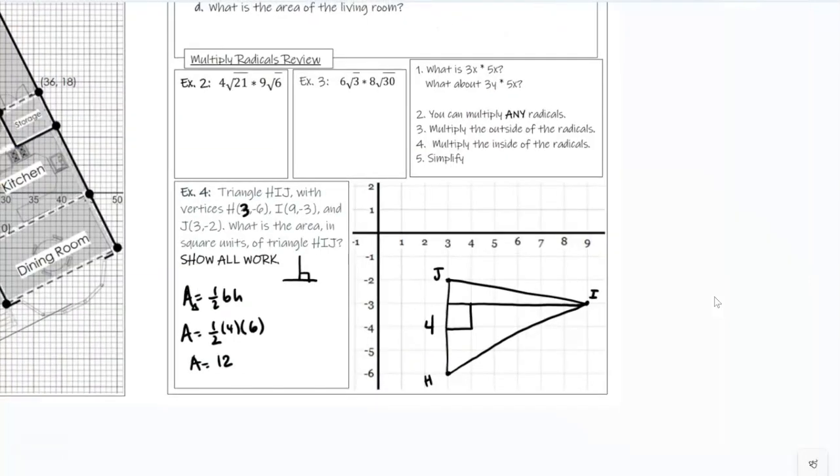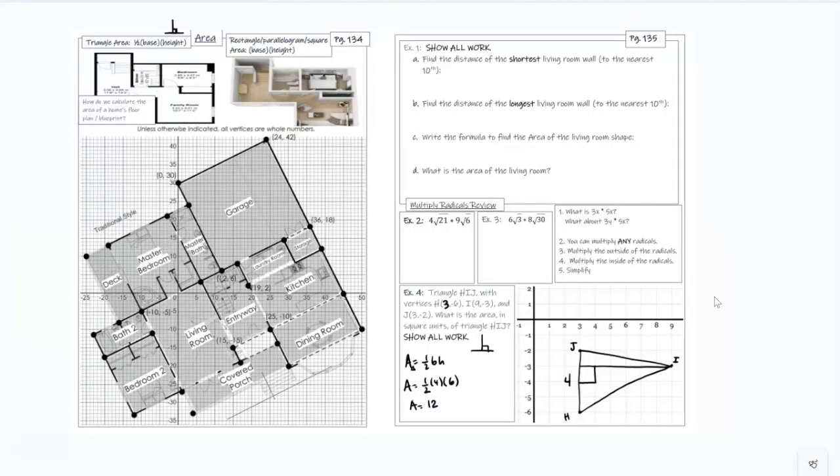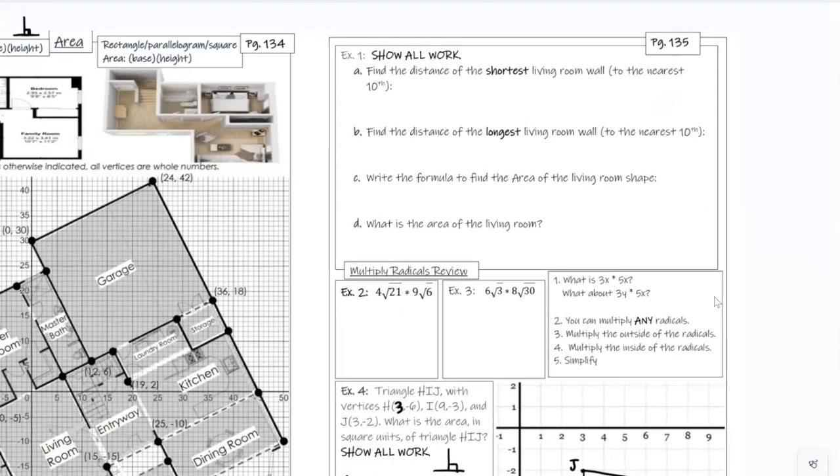Okay, so what you're going to do now is you are going to use this picture on this left-hand side to answer these questions. Let's practice.